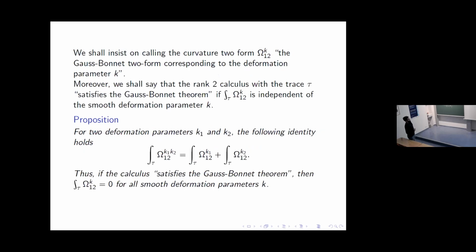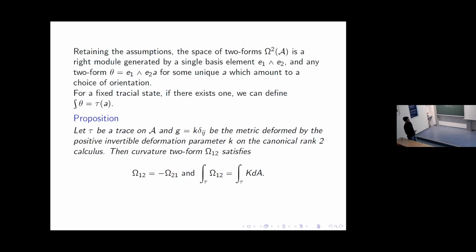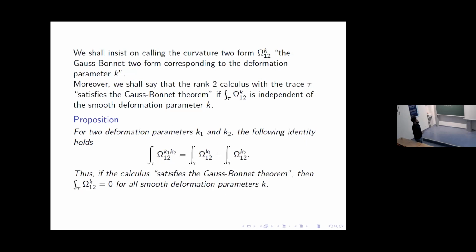So why Gauss-Bonnet? What Gauss-Bonnet basically says is that this object has to be independent of what metric you choose. Within quotes, we shall insist on calling the curvature 2 form omega_k,12, meaning that the underlying metric is k delta ij, the Gauss-Bonnet 2 form corresponding to the deformation parameter k. Moreover, given a hypothetical Gauss-Bonnet theorem, we shall say that the rank 2 calculus with the trace tau satisfies the Gauss-Bonnet theorem if this thing is independent of the smooth deformation parameter k.